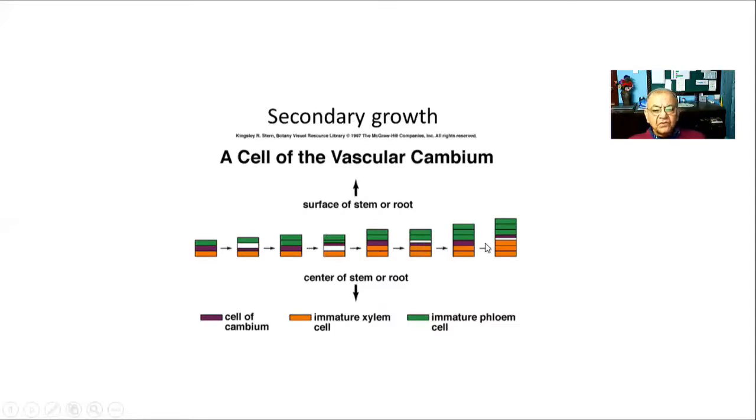The cells which are formed toward the outside will differentiate into secondary phloem. And the cells which are formed toward the inside will differentiate into secondary xylem. So by the activity of vascular cambium, secondary xylem and secondary phloem are formed. Secondary xylem toward the inside and secondary phloem toward the outside.